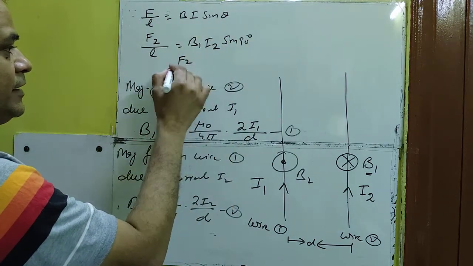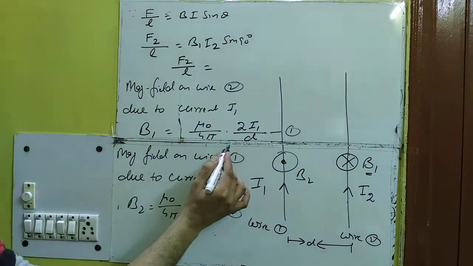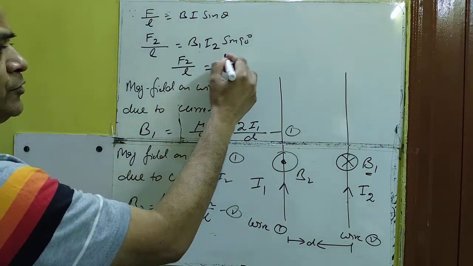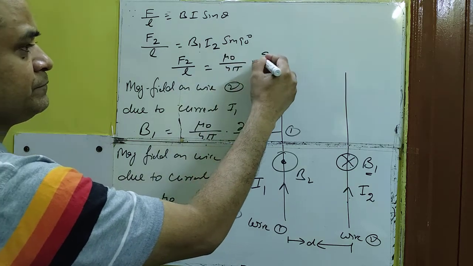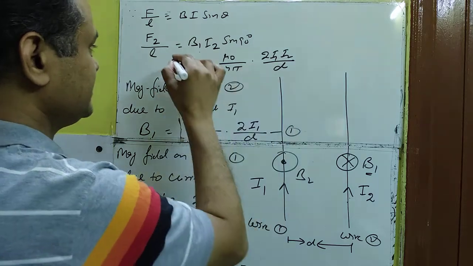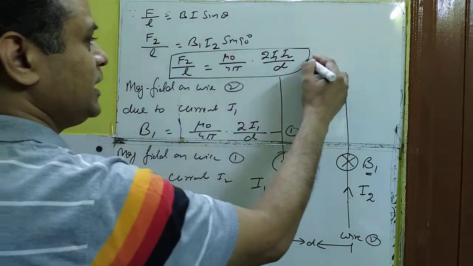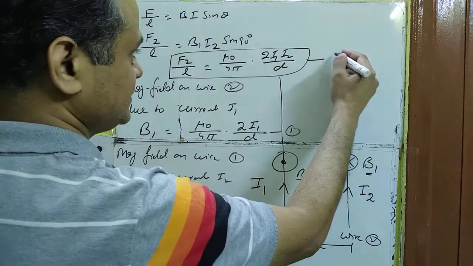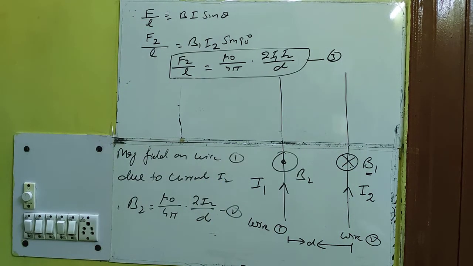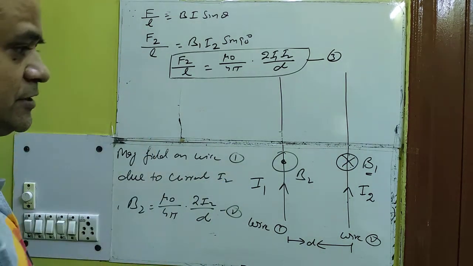So I can write F2 by L, and from equation number 1 you can put the value. This equation, mu naught upon 4 pi 2 I1 I2 by d, sin 90 is 1. So this is the force acting on the wire, equation number 3.